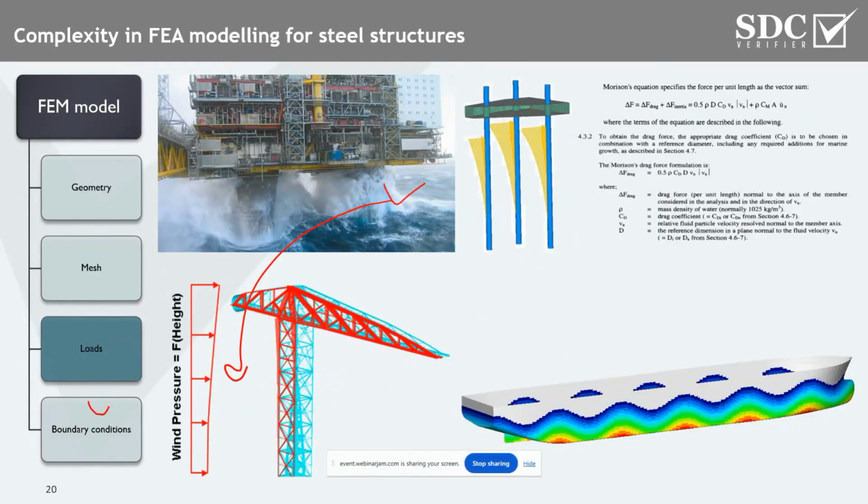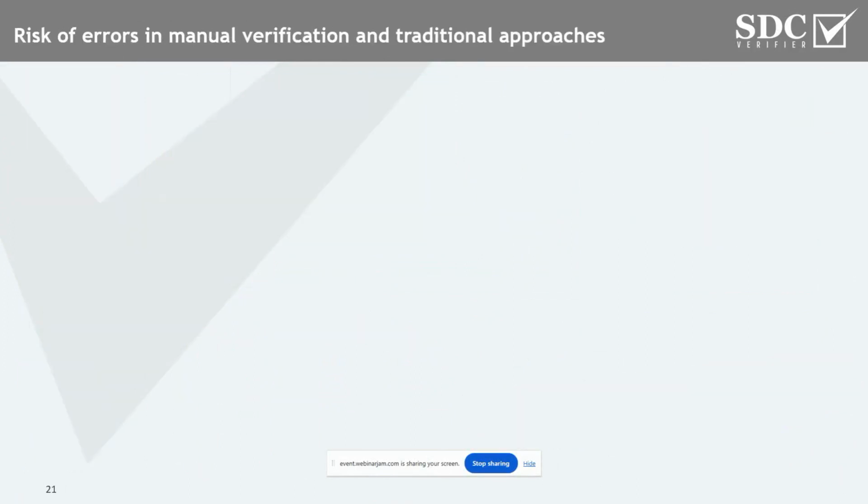But is this the only challenge? Of course, no. This is just related to the modeling part. And when it comes to the verification, you would say, all right, we have some traditional methods which I'm good with. I'm fine. Basically, everybody's using hand calculations because you want to support your FEA results with manual calculations, with some internal procedures or spreadsheets.